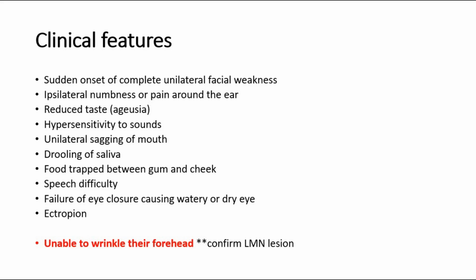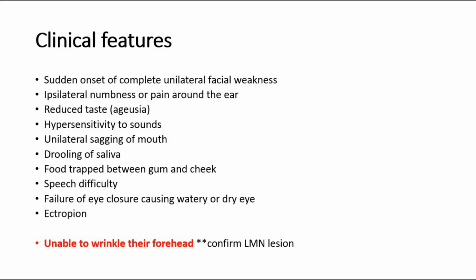And also on examination, the patient will be unable to wrinkle their forehead, which will confirm a lower motor neuron lesion. You can see I've highlighted in red over here. So this is a way to differentiate between an upper motor neuron or lower motor neuron lesion. Bell's palsy is due to a lesion in the lower motor neuron.